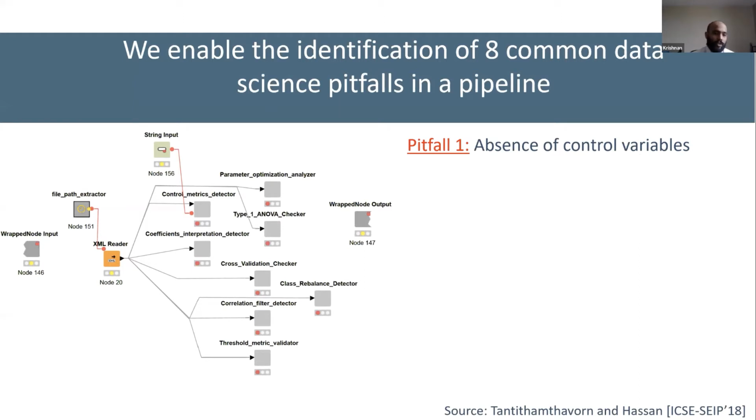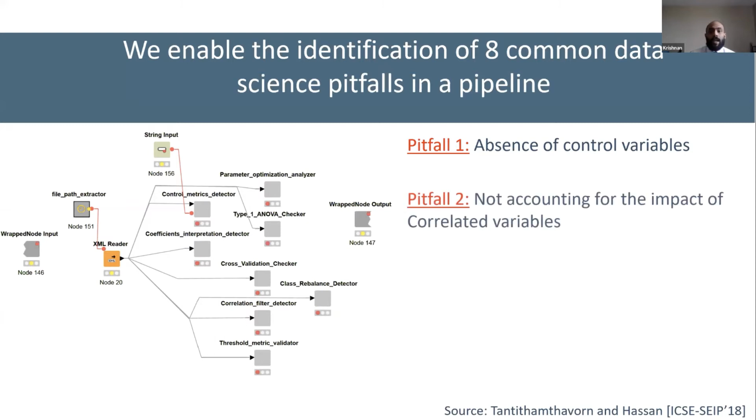So control variables are those variables which need to be present in an analysis. Like for instance, take a medical trial. You need to always see if a new drug does better than the already existing state of the art. Otherwise, if we just give the new drug to a group and we find that it works as a treatment, we wouldn't know if it is any better than what already exists. So an analysis should always have control variables present in it. If the control variables are absent, our pitfalls analyzer will identify the absence of those control variables. Second, not accounting for correlated variables, which we just went over in detail.